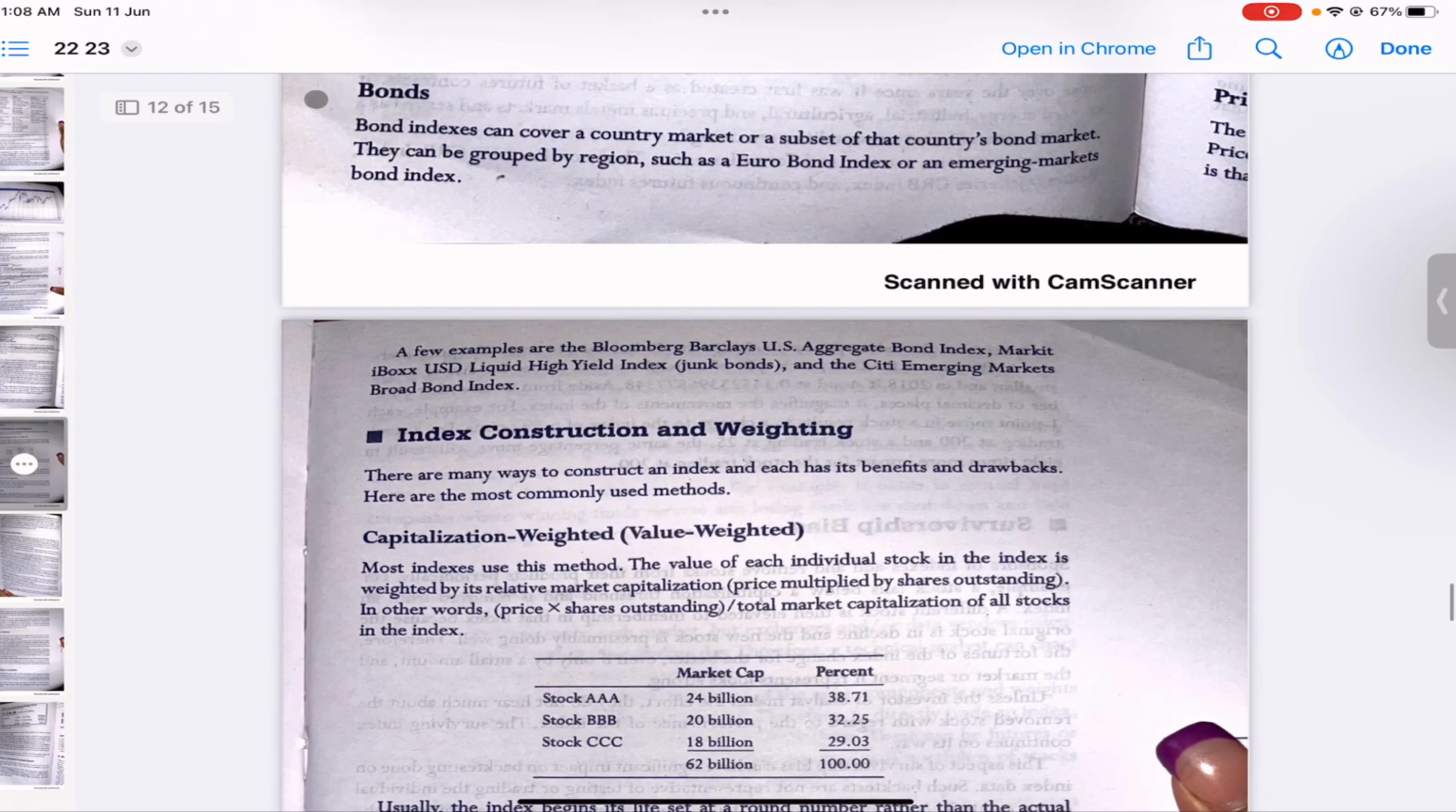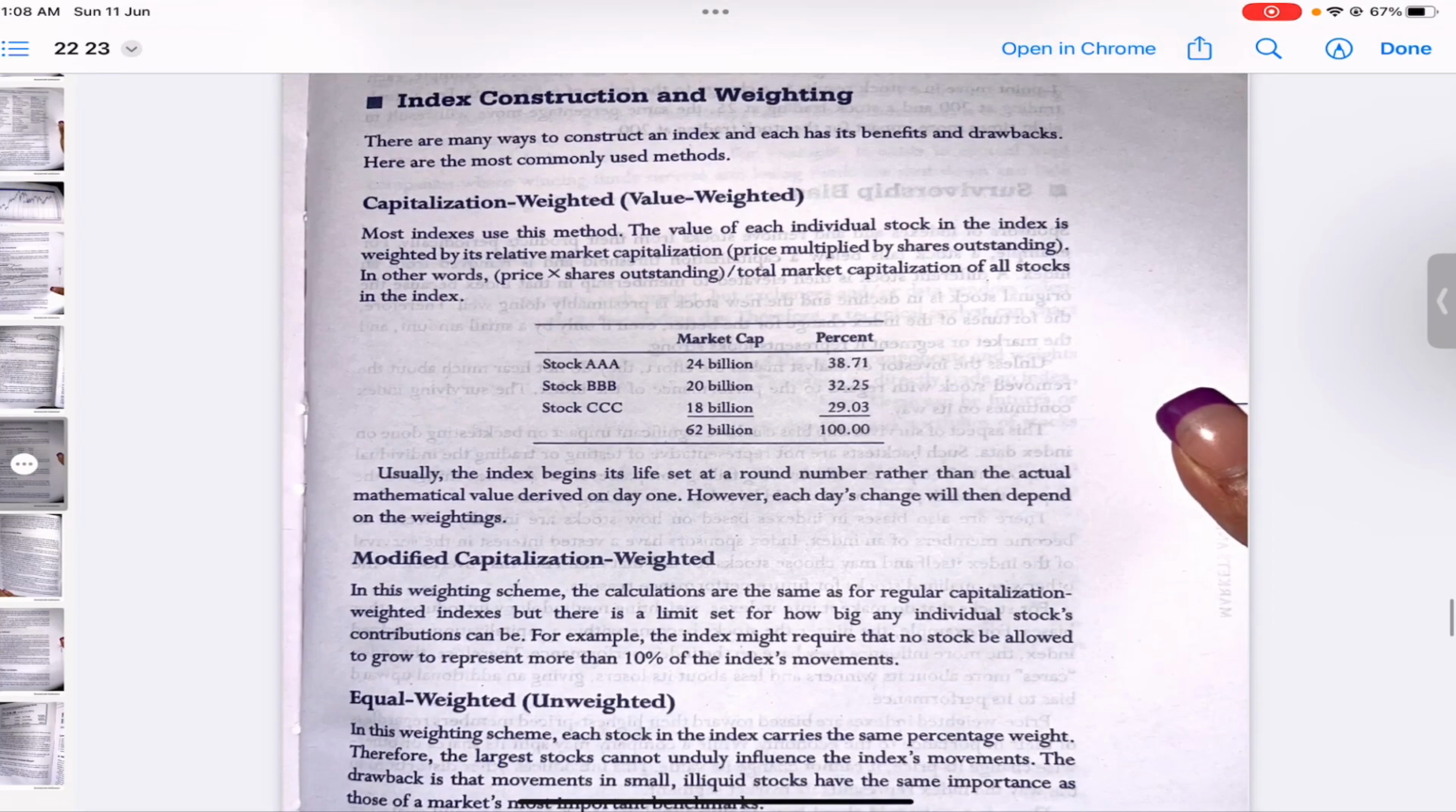Now we have bonds. Bond indexes, we know what government bonds are. The bond index basically tracks the yields of the bonds. There are the US Aggregate Bond Index, Markit iBoxx USD Liquid High Yield Index, Citi Emerging Markets. So these are various indexes which track the yields of bonds.